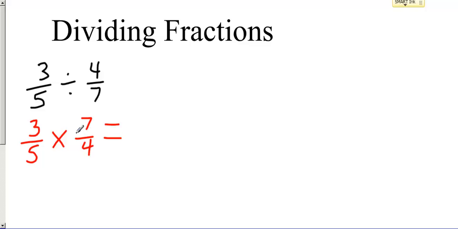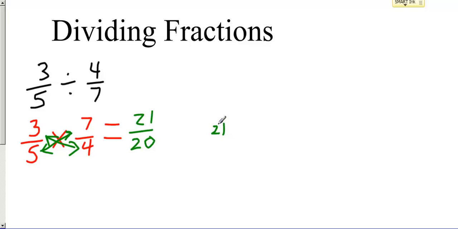You can still ask yourself that same question. Do you feel lucky? Well, do 3 and 4 have any common factors? The answer is no. 3 and 4 have no common factors. Do 5 and 7 have any common factors? The answer is no. So I just have to multiply straight across. And I get 21/20. I cannot leave this answer. I have to change it from an improper fraction to a mixed number.